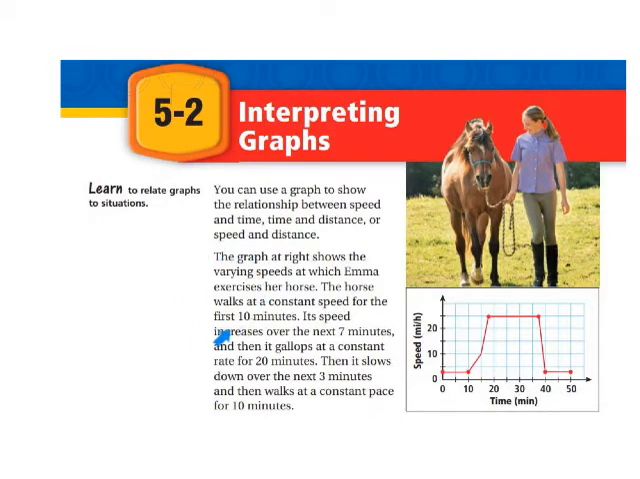So let's see what we have here. The horse walks at a constant speed for the first 10 minutes. Yep, that's what we noticed. Its speed increases over the next 7 minutes and then gallops at a constant rate for 20 minutes. That is a really fast rate for a horse to go for 20 minutes, I would think. Then it's slowing down over the next 3 minutes and walking at a constant pace for 10 more minutes. All right.